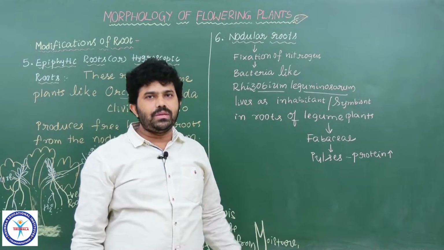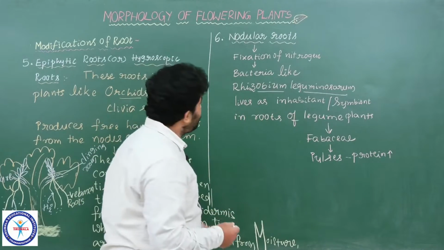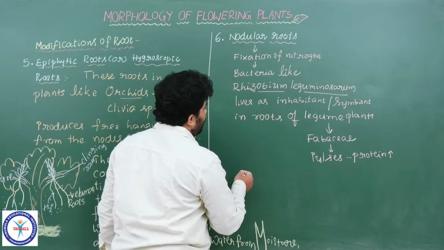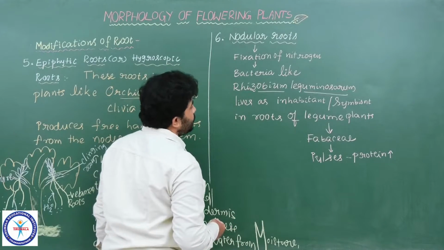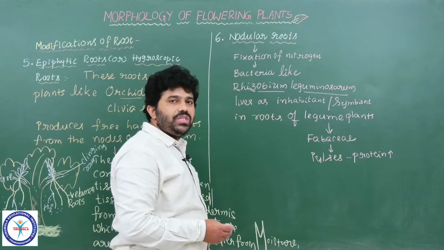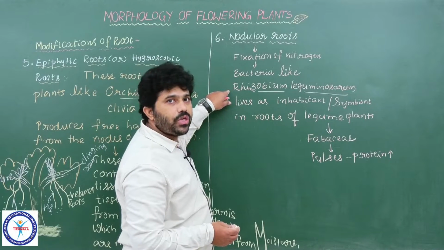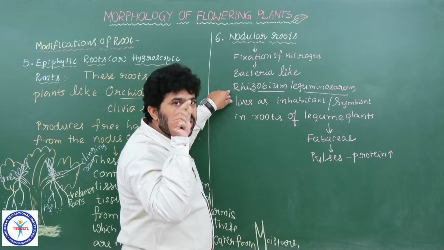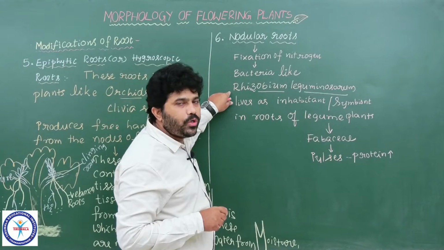Okay, students, let us know something about the remaining modifications along with nodular roots. Nodular roots are special roots formed especially in legume plants, which give shelter and food to the bacterium Rhizobium leguminosarum. More bacteria deposit and accumulate in the cortical region, the internal structure of the roots, where more colonies of Rhizobium leguminosarum stay.